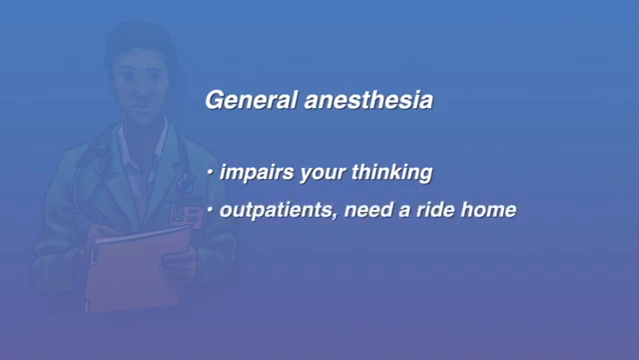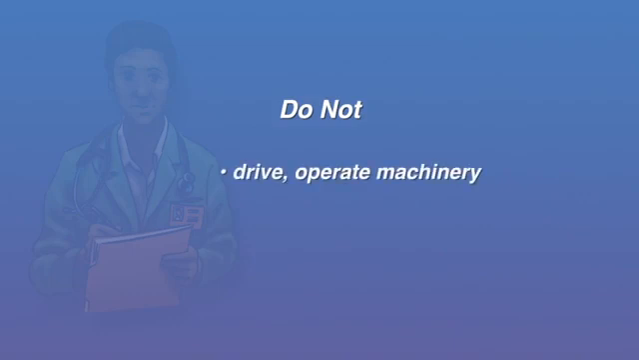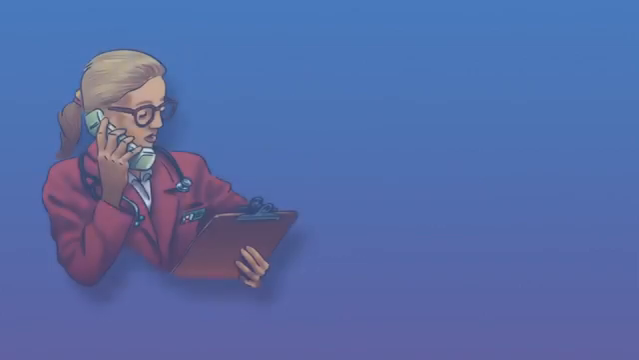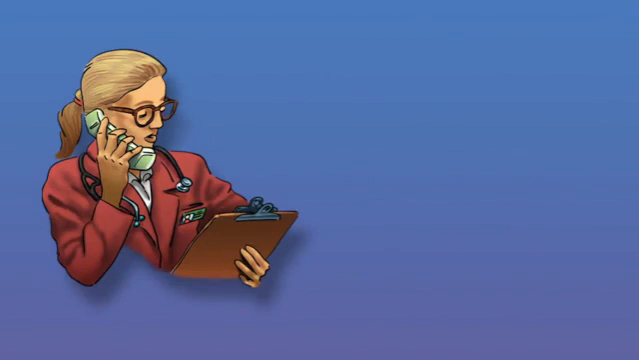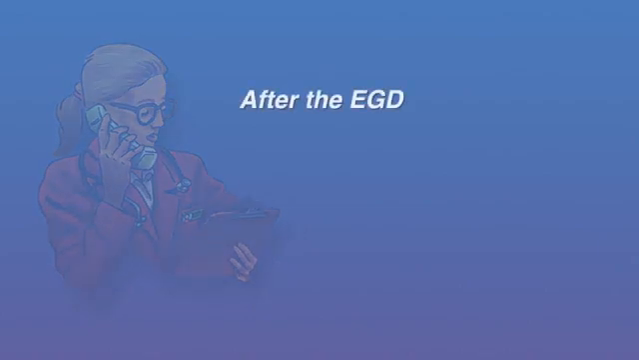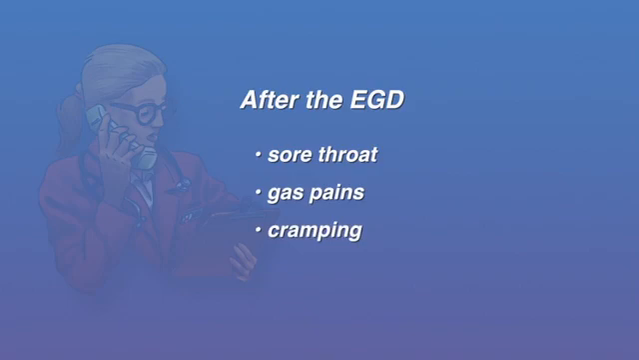If your surgery is done as an outpatient, you will need a ride home. Plan to rest. Do not drive, operate machinery, make important decisions, or drink alcohol until the next day. You may be told to restrict your activity for 24 hours. Be sure you understand your personal instructions. After the EGD, your throat may be numb. Do not eat anything for 8 hours after the procedure. You may have a sore throat, some gas pains, and cramping for a few days.